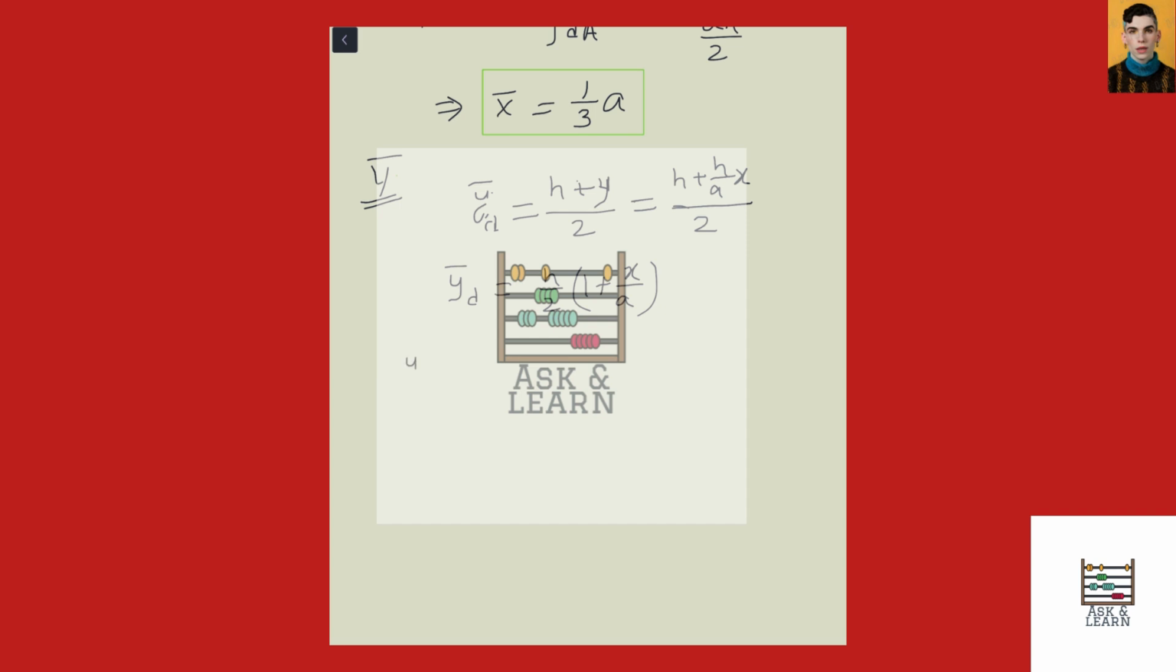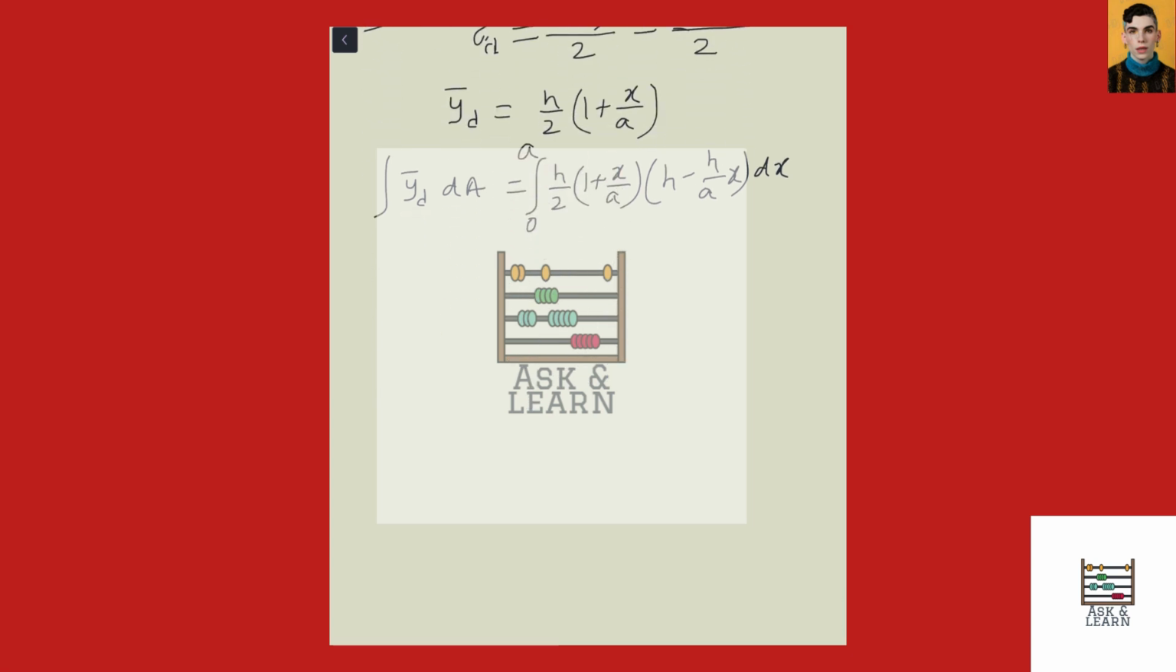So now integrating yd bar multiplied by dA to obtain results. So yd bar is h by 2 times (1 plus x by a), and dA is (h minus h by a into x) multiplied by dx, and this will be integrated from again 0 to a. After solving this equation by multiplying and integrating, the integration of yd bar multiplied by dA comes out to be 1 by 3 h square multiplied by a.